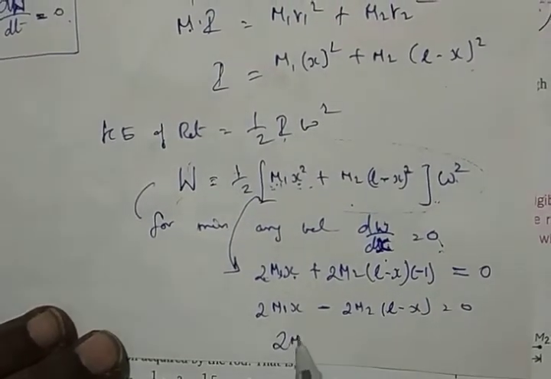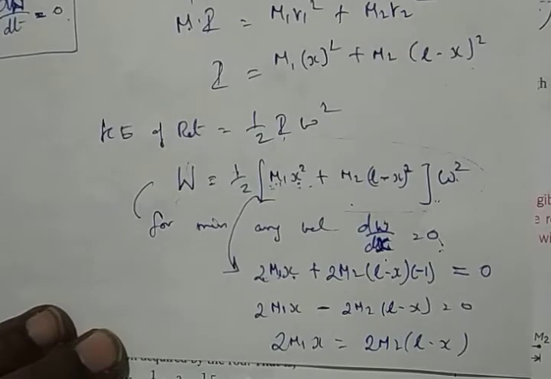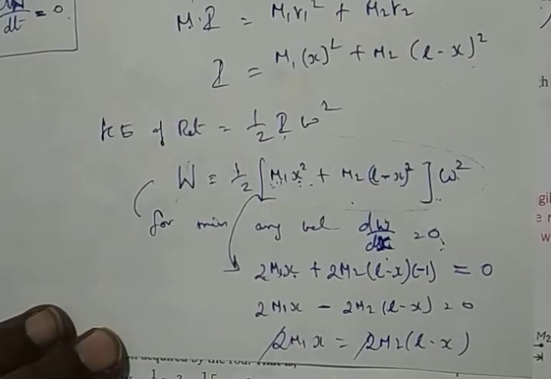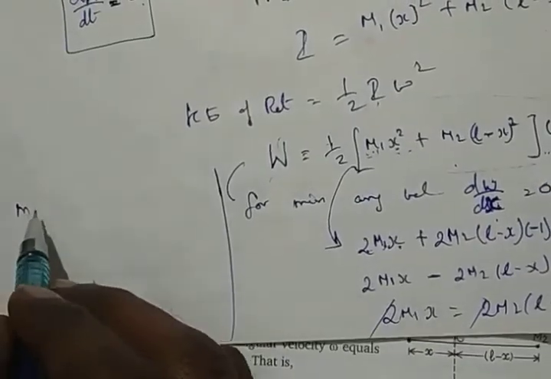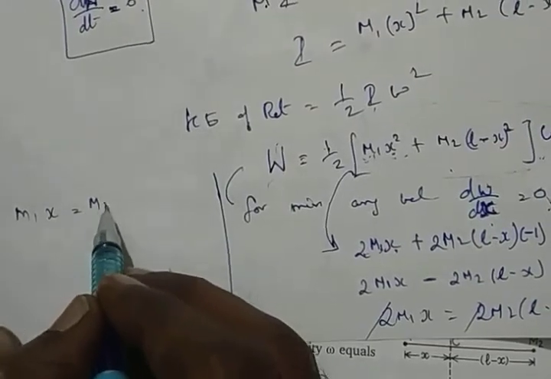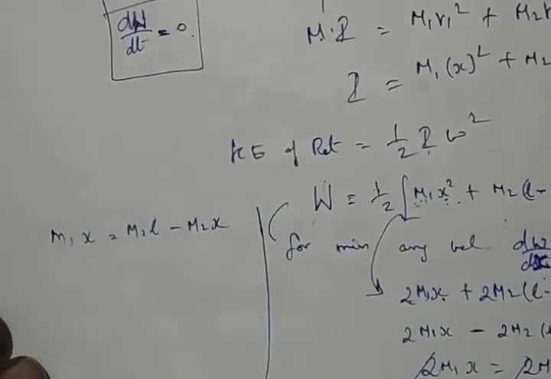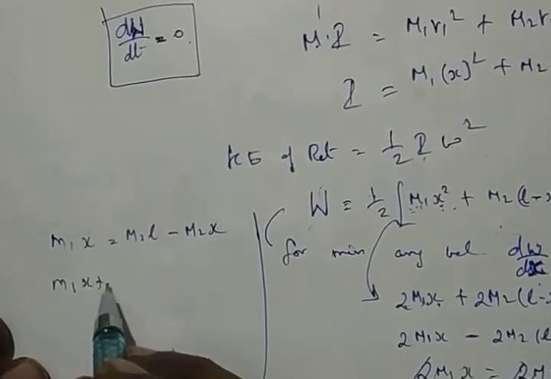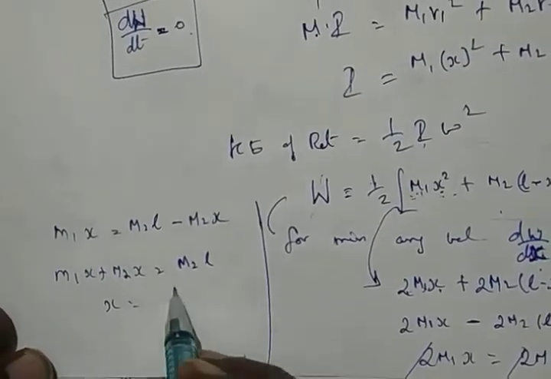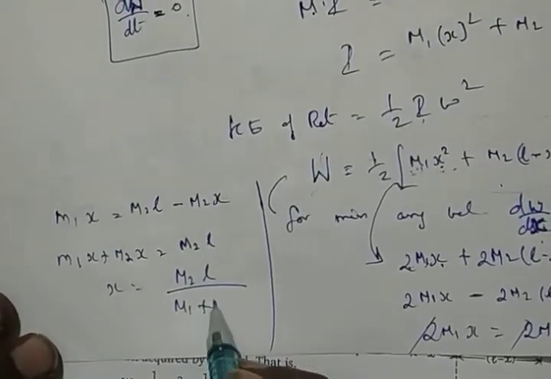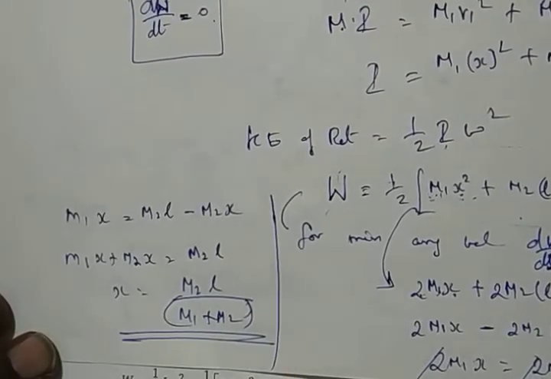So this whole value m1x is going to be equal to m2(L minus x), the 2 gets cancelled out. So what is it then? Now it is m1x is equal to m2L minus m2x. Take this to the other side: m1x plus m2x is equal to m2L. So x is equal to m2L upon m1 plus m2, because you can take x common outside. This will be the answer.